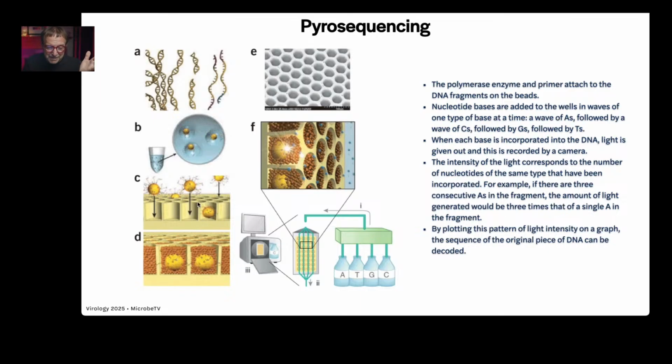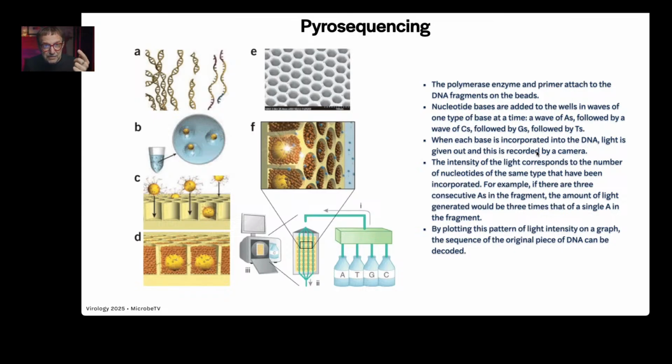And the machine does all of this. And then you carry out the polymerase reaction that I just talked about, where we measure the light emitted with each pyrophosphate release, and that's measured by a machine. So the way it's done is the polymerase and the primer attached to the DNA on beads. The bases are added to the wells in waves of 1 base at a time. That's why you have this machine with tubes of A, T, G, and C, and one at a time will get put through A's, C's, G's, and T's. And when each base is incorporated into the DNA, light is given out.